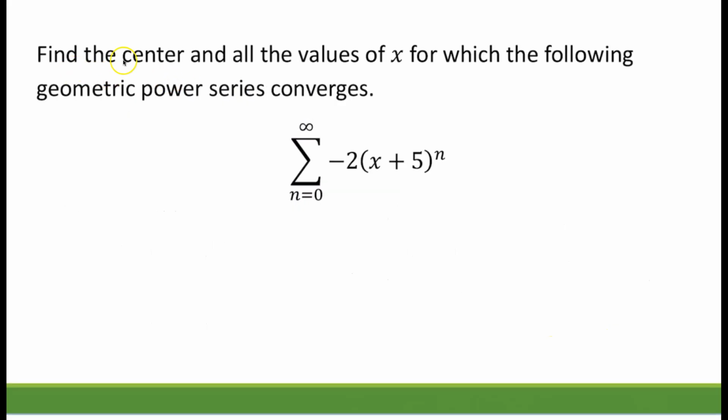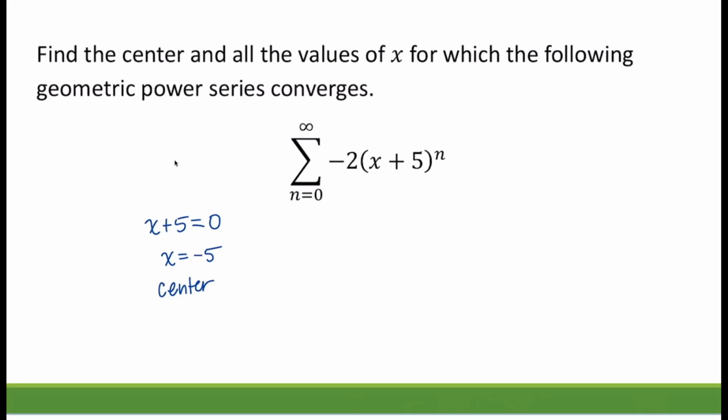Let's do an example. Let's find the center and all the values of x for which the following geometric power series converges. We have the sum of n equals 0 to infinity of this constant -2 times the quantity x plus 5 to the n. Let's first find the center by setting this inside part, x plus 5, equal to 0. We can do it in our head, but I'm just going to write it down. x plus 5 is equal to 0. If I subtract the 5, I get -5. So the center is x equals -5.